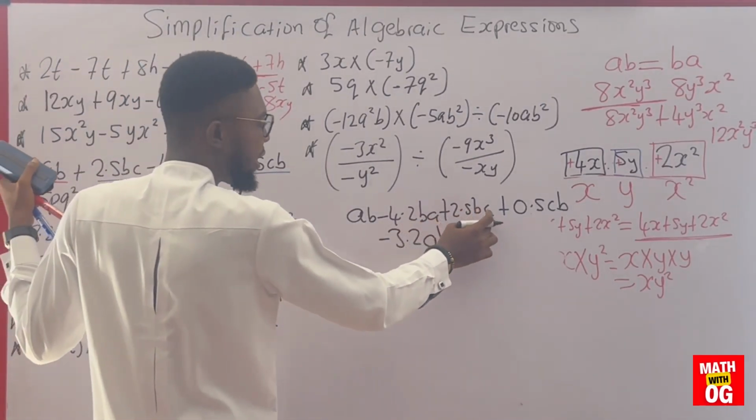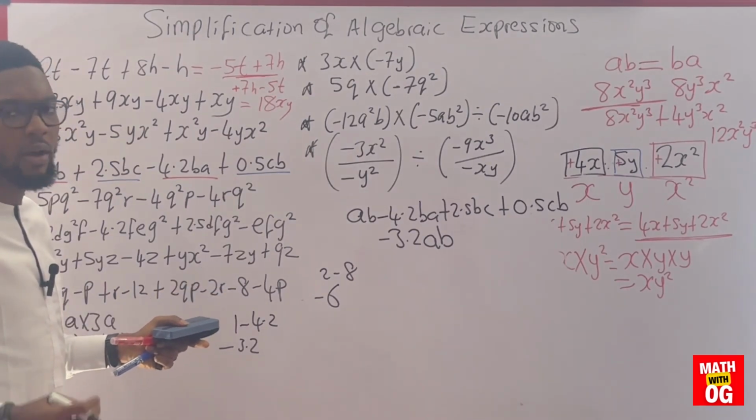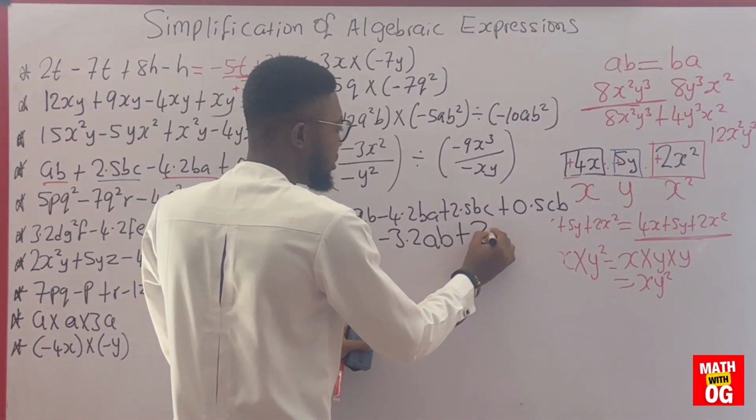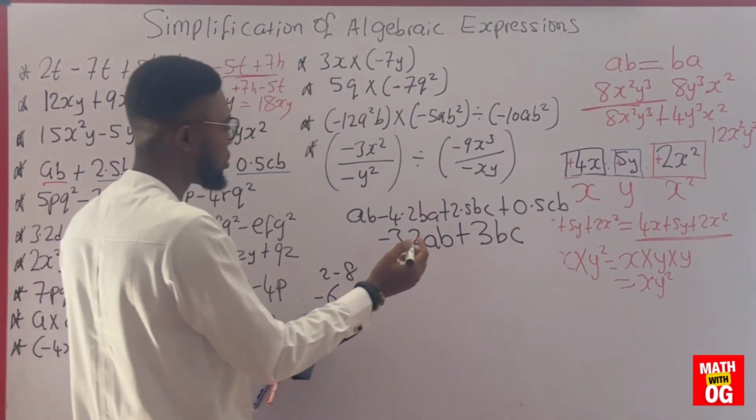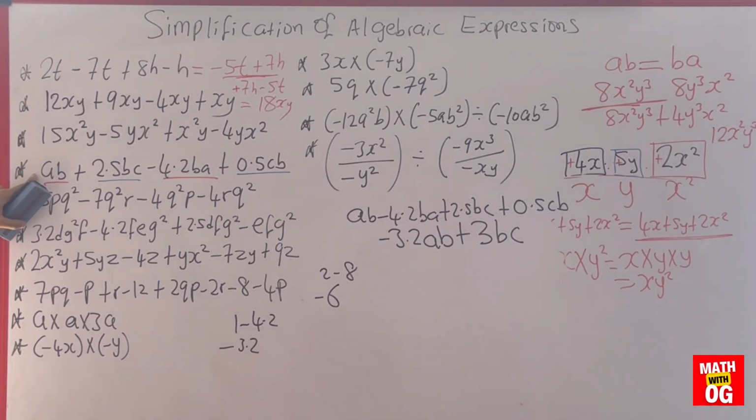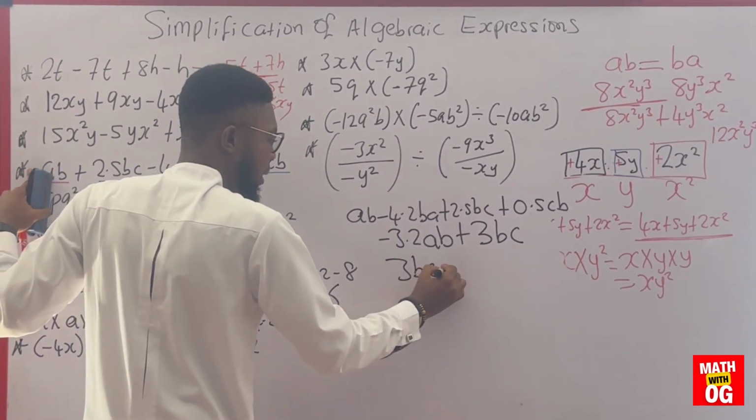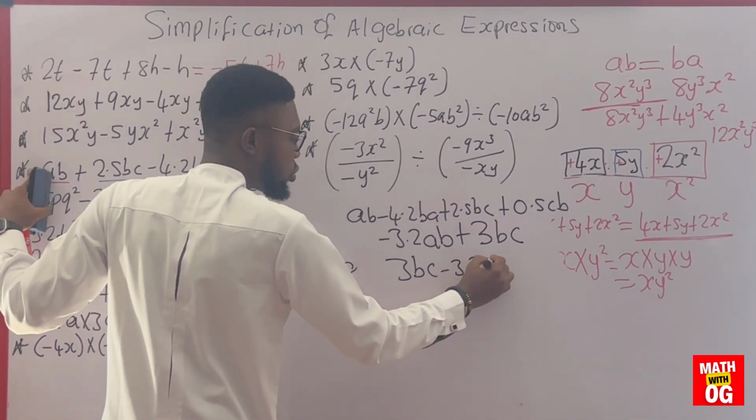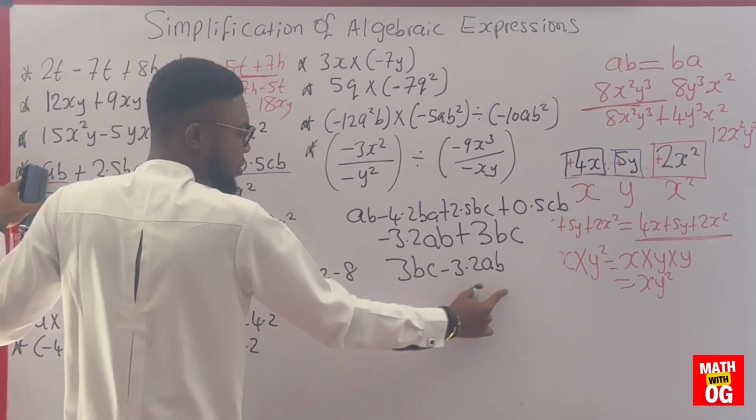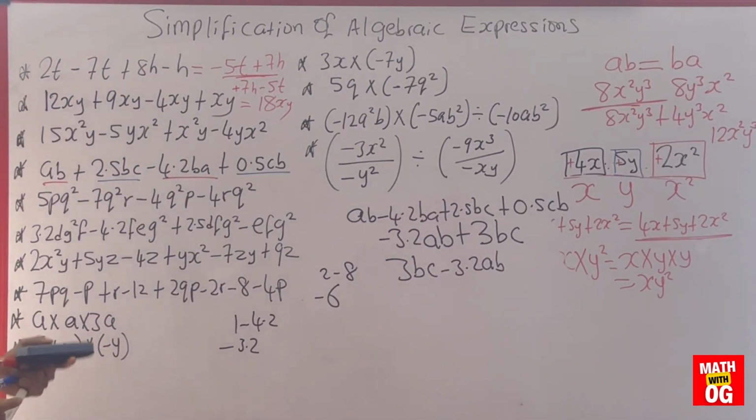Now you have 2.5 BC plus 0.5 CB. Now 2.5 plus 0.5, obviously that is 3. So this will give us a positive 3 BC. So that's the answer to this question: minus 3.2 AB plus 3 BC. Someone else can write it as 3 BC minus 3.2 AB. You can see I took the positive 3 BC, negative 3.2 AB. Over to the next question.